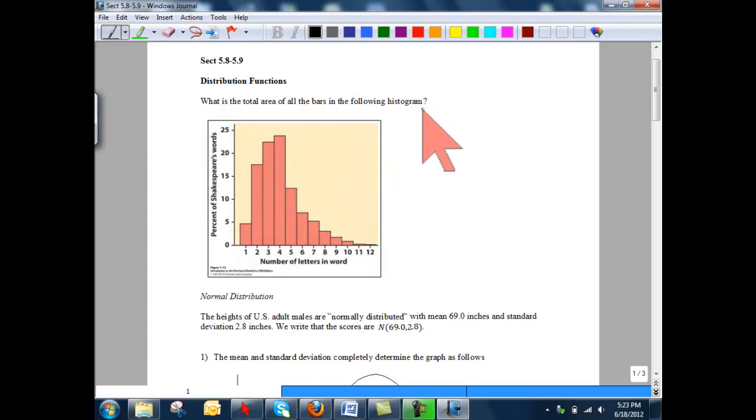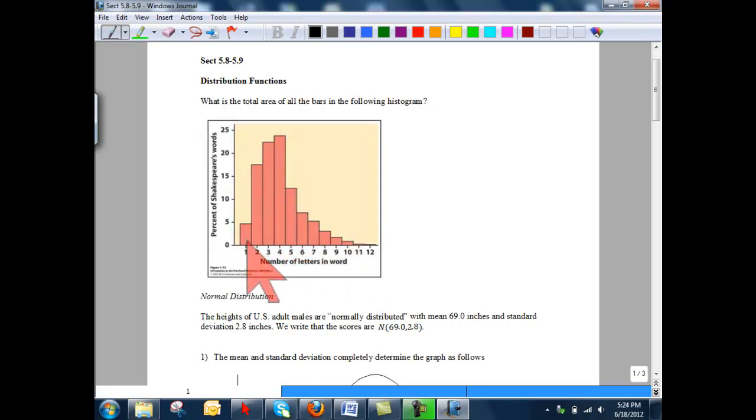Just a quick question, what's the total area of all the bars in the following histogram? So notice that the rectangles here are each 1 unit wide, and so the area is height times width. The width is 1, and so the area is just the same number as the height. Question, what do all of these areas have to add up to?